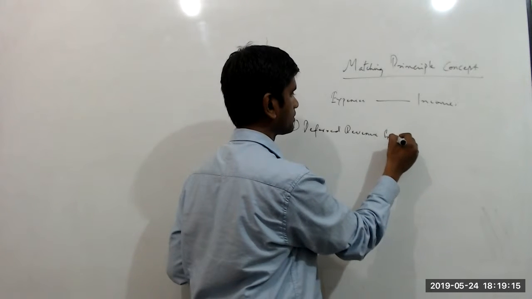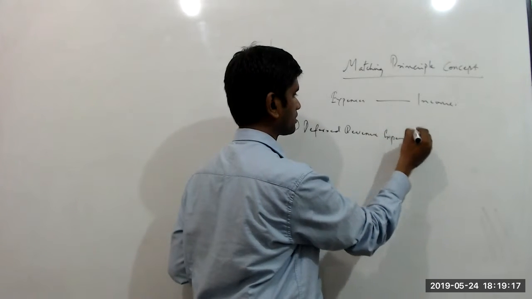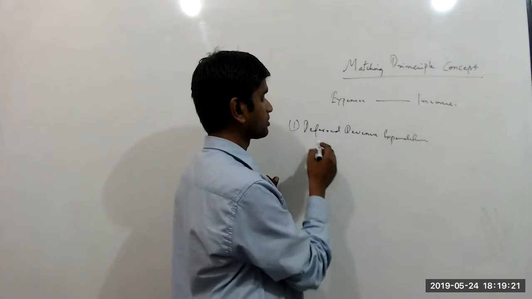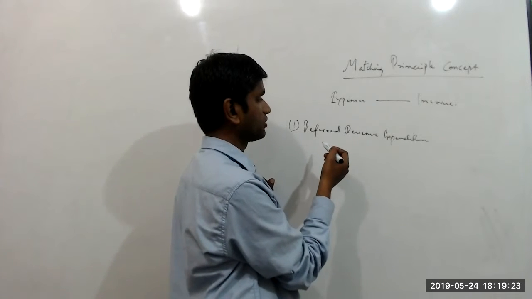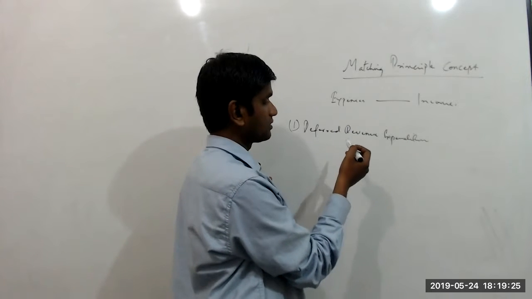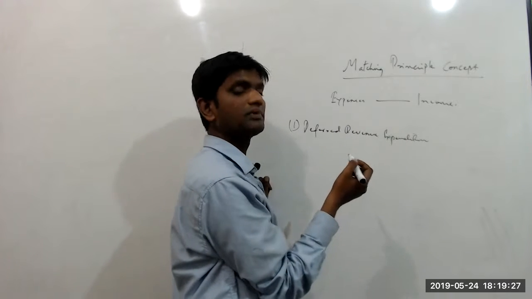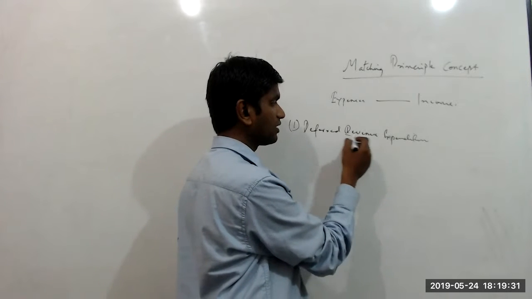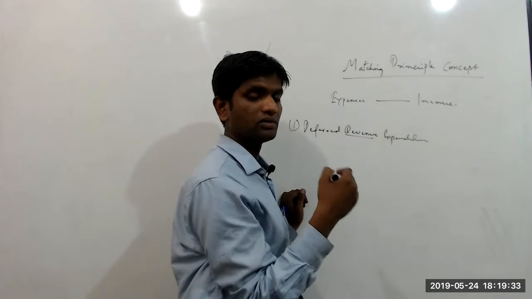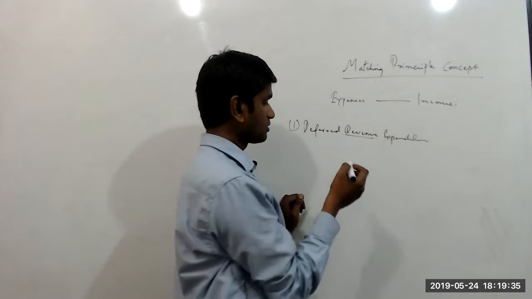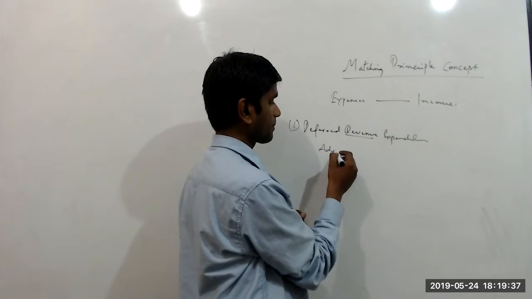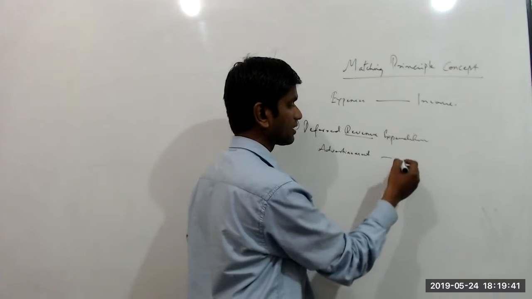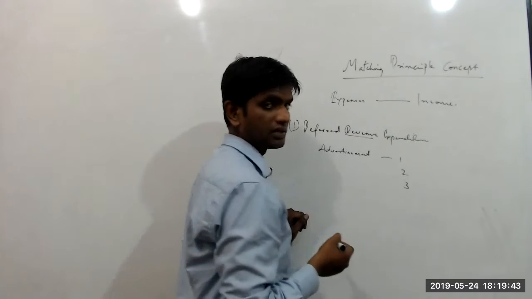Deferred revenue expenditure. First of all, what is the meaning of deferred revenue expenditure? It is the expenditure which you have met today, but because of that, the revenue you are going to earn, you are going to earn in future. The example is advertisement. You spend on expenses today, and you are going to earn the revenue in the next 3 years.